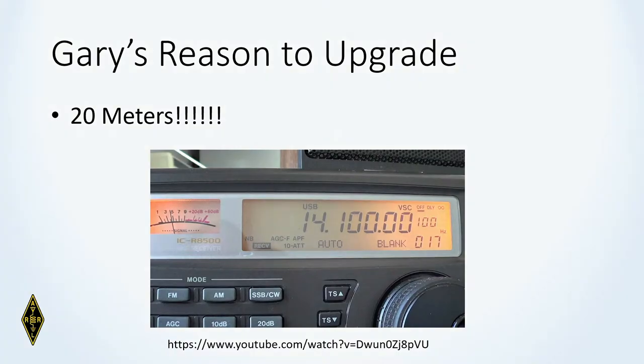So my primary reason for you to upgrade to the general class is so you can get on 20 meters. The 20-meter band, I think, is 14 megahertz, is probably the best amateur radio band out there for long distance communications. It's open to somewhere pretty much 24 hours a day.